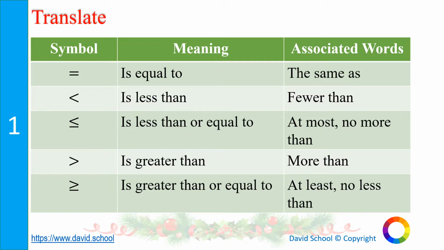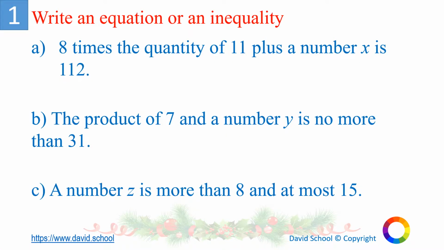Let us see some examples. We will write an equation or inequality. Translate these verbal sentences into equation or inequality. 8 times the quantity of 11 plus the number x is 112. Here, 8 times the quantity of 11 plus x. 11 plus x times 8 is equal to 112.